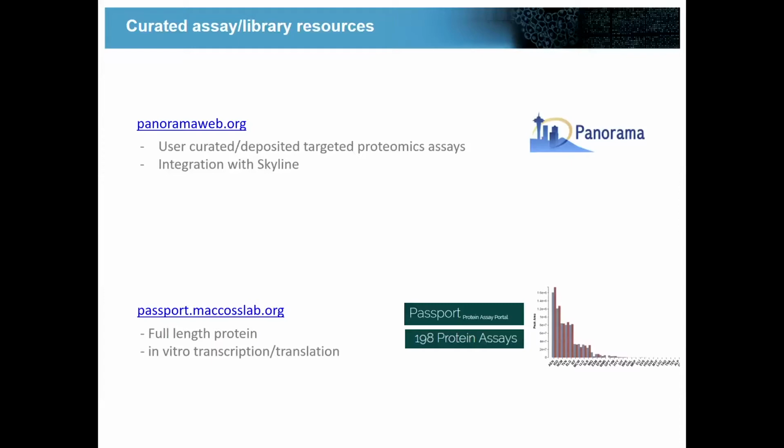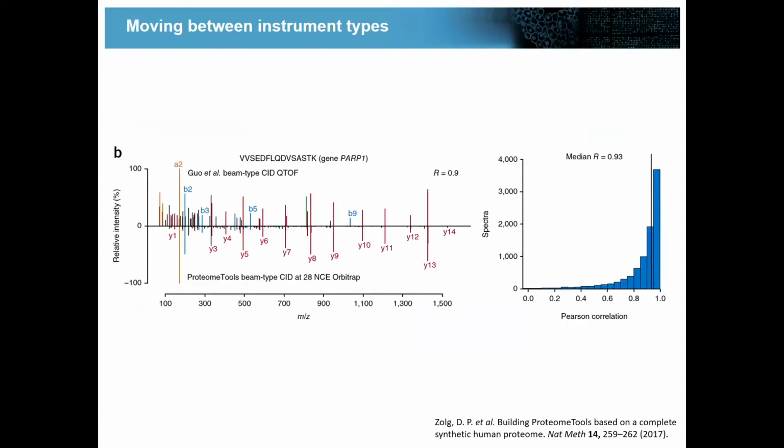So one is Panorama Web, which is associated with Skyline, and this is user curated, deposited assays, and these can be very well refined. Also from the McCoss Lab, just as an example of one resource, they're using full-length proteins. They do in vitro transcription translation of full-length proteins and then analyze these proteins. This has the benefit that you get around having to do any predictions about what the best peptides might be, because you have basically all the peptides, and you can just see what the best peptides are.